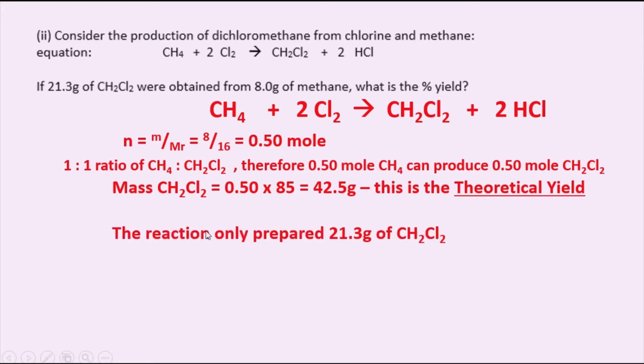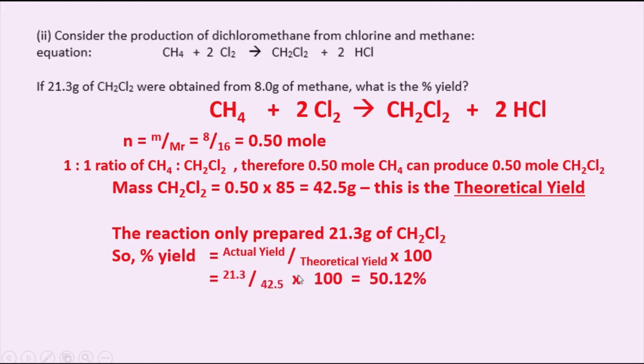So the percentage yield is therefore the actual yield, that 21.3, divided by the 42.5 and multiplied by 100. And when you put that into the calculator, 50.12%.